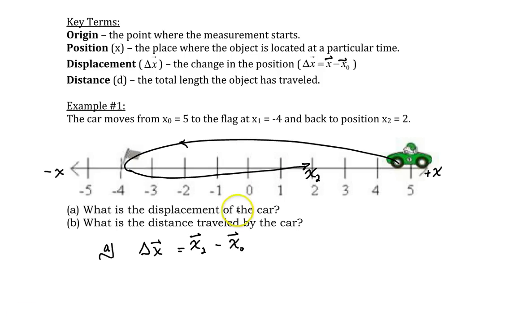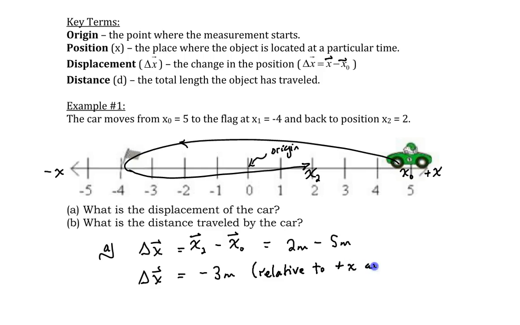So relative to this 0 spot, by the way, this is called the origin, the object was at a final spot of 2 meters, and it has an initial position over here, x sub 0, of 5 meters. So the displacement of the object is -3 meters. And this is relative to the positive x-axis.